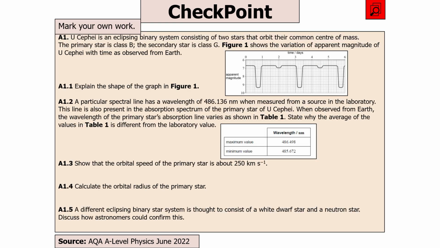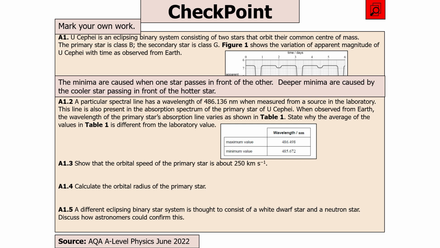Right, in this first question, why are we getting these dips? So the minima in these graphs are caused when one star passes in front of the other. The deeper minimum is caused by the cooler star passing in front of the hotter star, because there'll be a greater dip, as most of the hotter star is blocked out when the cooler star is in front of it.